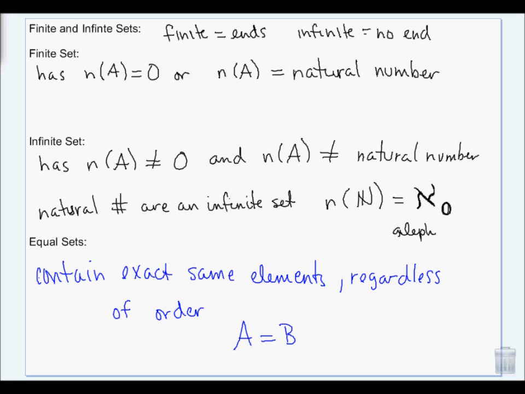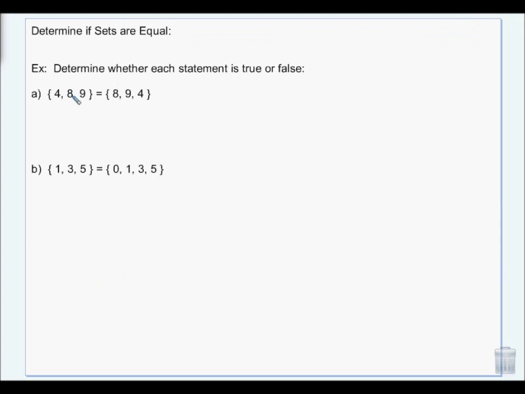We have 4, 8, 9 and a 4, an 8, and a 9, so that's yes. I have 1, 3, 5 and 0, 1, 3, 5. No. It's that simple. Just look at your sets and do they have the exact same things? Do they match? No. Done.